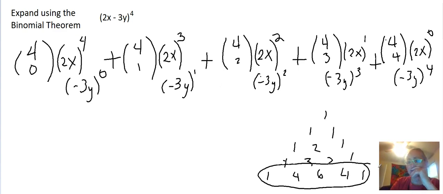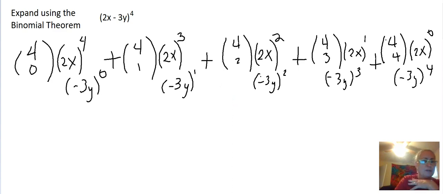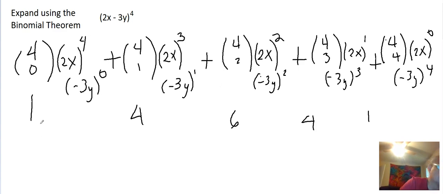So instead of doing that formula 5 different times, I only do the triangle 1 time. So 1, 4, 6, 4, 1. So I just go in here and say 1, 4, 6, 4, 1. Those are my coefficients of each of these binomial terms. So then I've got to do 2 to the 4th, x to the 4th. So I'll write in here, 2 to the 4th, x to the 4th, and anything to the 0 is 1.